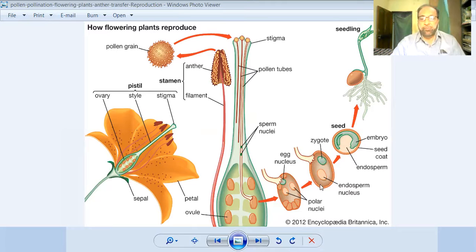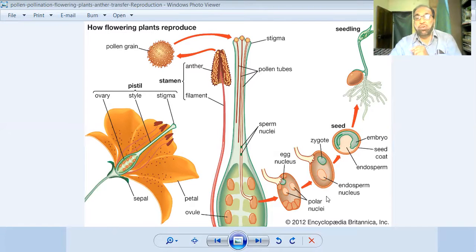Later on, what happens? This triple fusion, which is present toward the lower side, undergoes initially mitotic division, later on meiotic divisions, and then it divides and redivides and forms a particular complex of tissues. That complex of tissues, where a large quantity of cells is present, is called the endosperm. Now, this endosperm formation takes place in three ways.